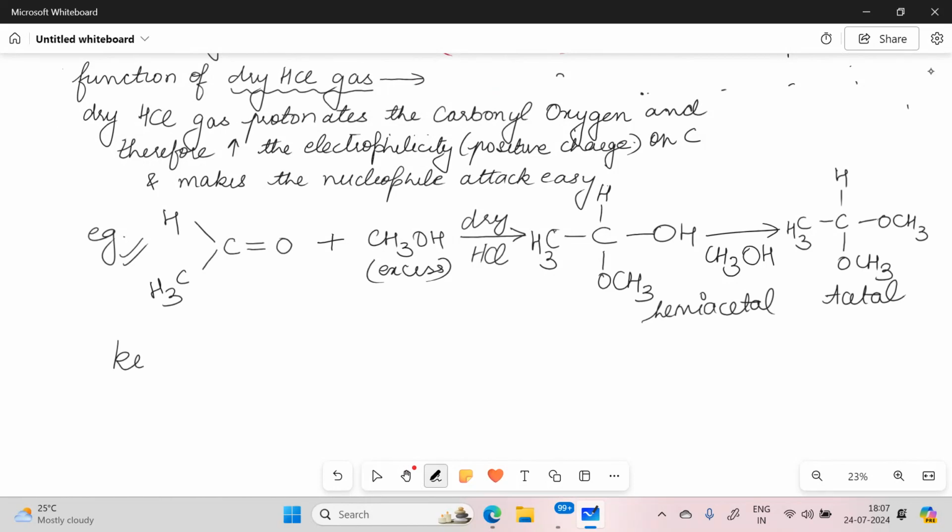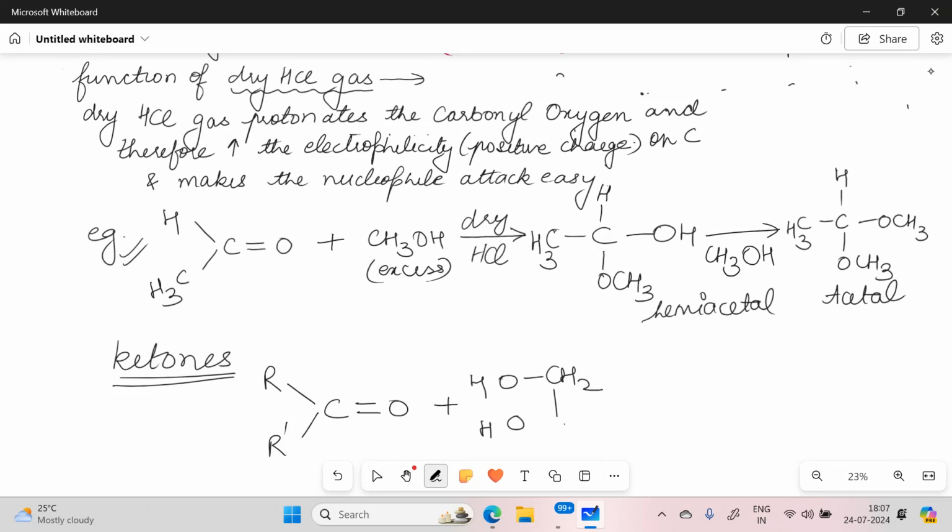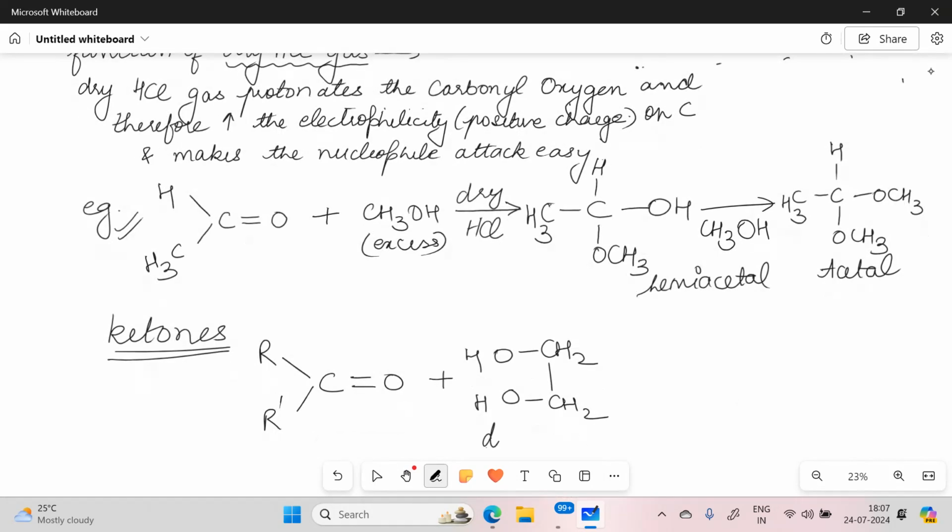The same reaction with ketones. With ketones, what is the product formed? You have two different R groups or the same R groups, that depends. Ketones always react with dihydric alcohol. Ketones do not react with monohydric alcohol. Dihydric means alcohol having two OH groups. So ketones always react with dihydric alcohol. Dihydric alcohol means two OH groups, which is glycol. Its name is ethylene glycol.